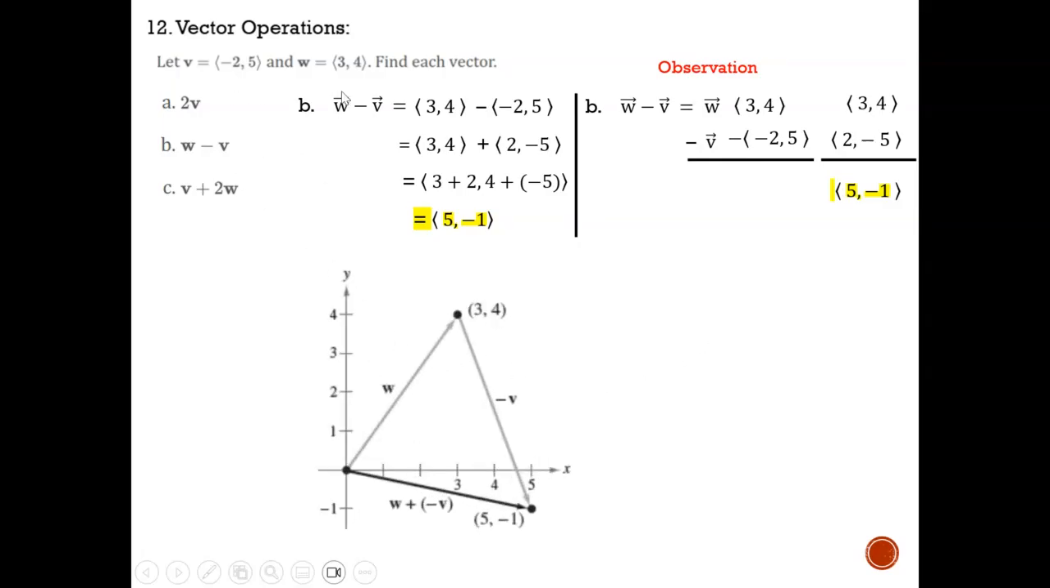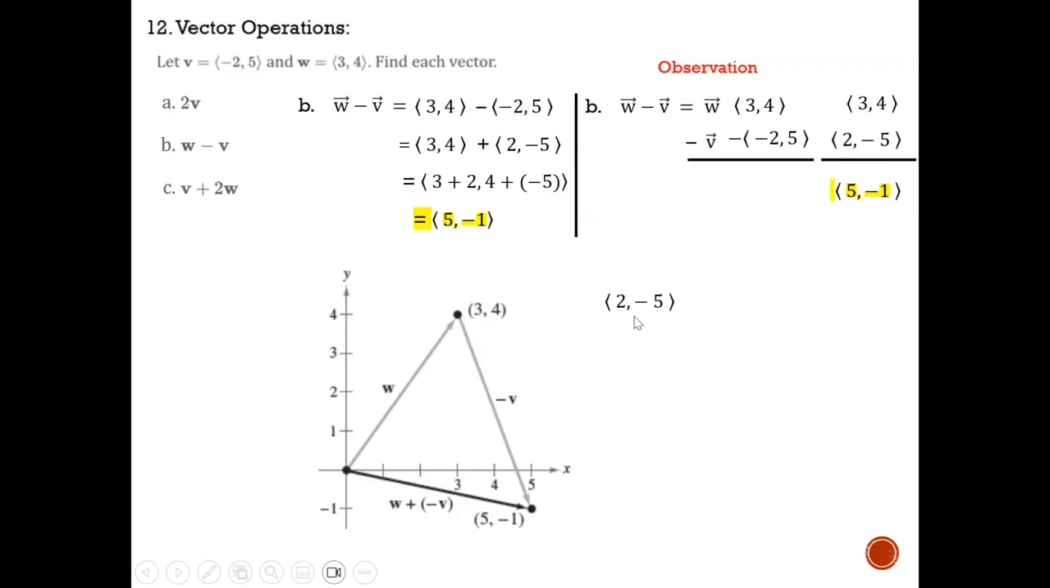We started with vector W first. Vector W is 3, 4, so we go to the point 3, 4. You see, that's a point 3, 4. So this is vector W. Now we bring vector V. Because it's minus, it becomes positive and negative.